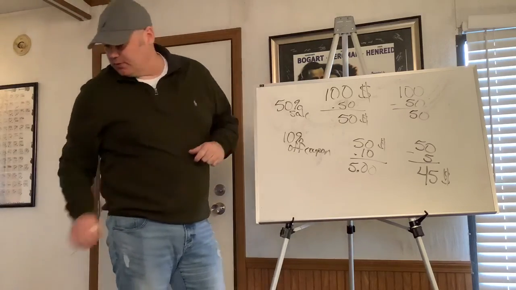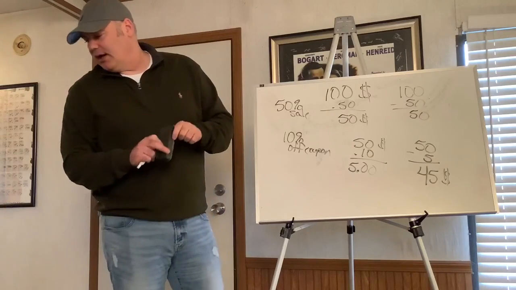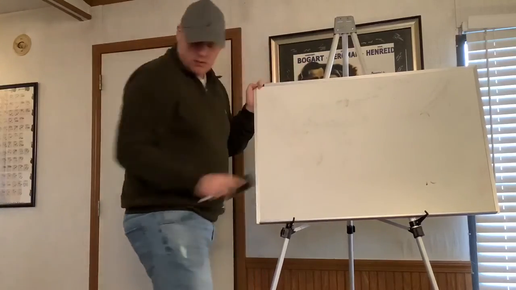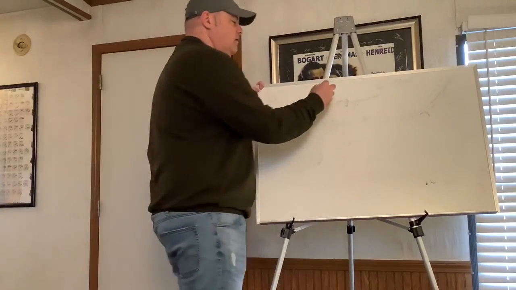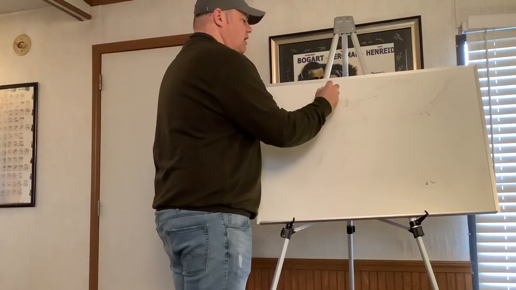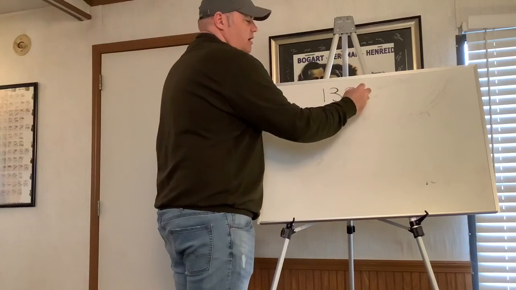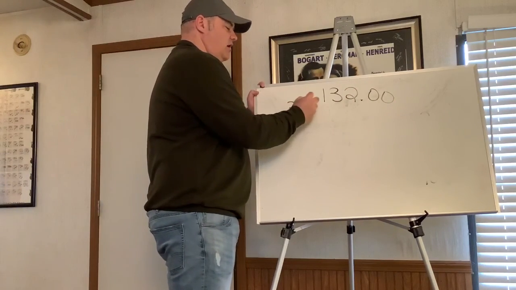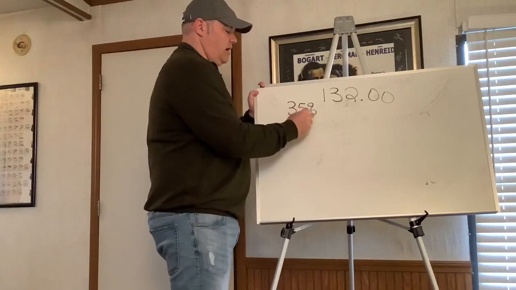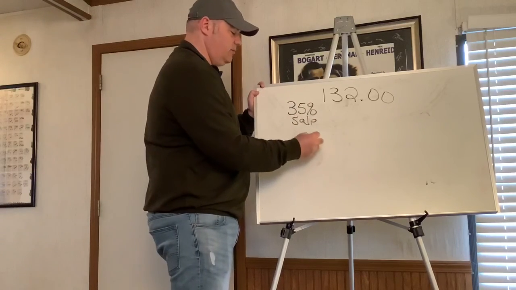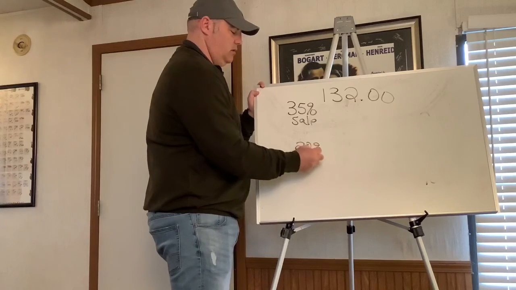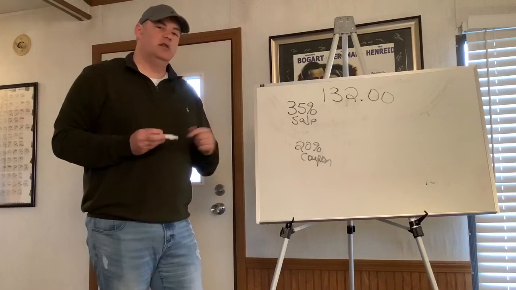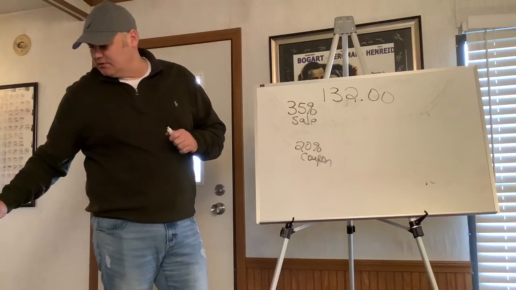And so we're going to do a couple of those that I'm going to have you do. Let me do one more so you can see it. Let's say you have, we'll make this one a little bit tougher. Let's say this now is $132, and the store is having a 35% off sale. Okay, but then I have a 20% off coupon. So $132. The sale is 35% off. The coupon is 20% off. So let's do that real quick.